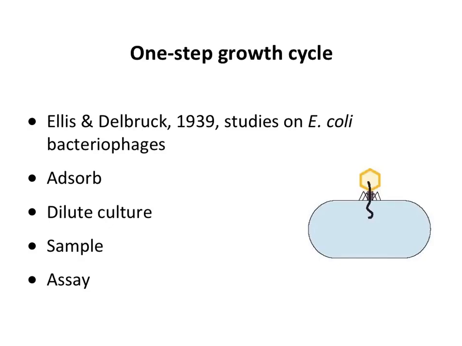Now let's talk about how we study viruses using the infectious cycle as a tool. And what we do in virus laboratories is to use what's called a one-step growth cycle. This is a technique developed in the 30s by, again, bacteriophage virologists. And in particular, Max Delbruck and Emory Ellis published this in 1939, where they showed how to do a one-step growth curve or growth cycle on bacteriophages of E.